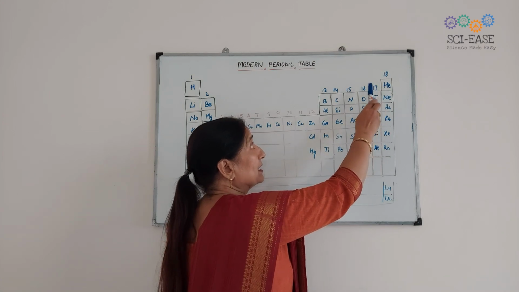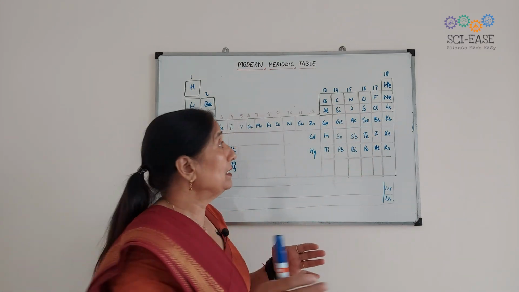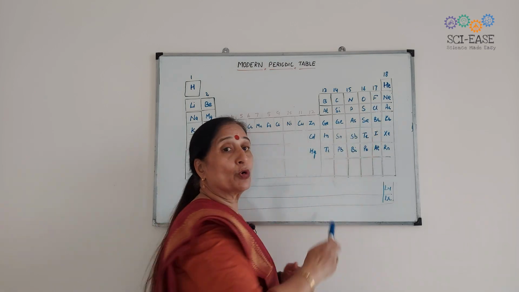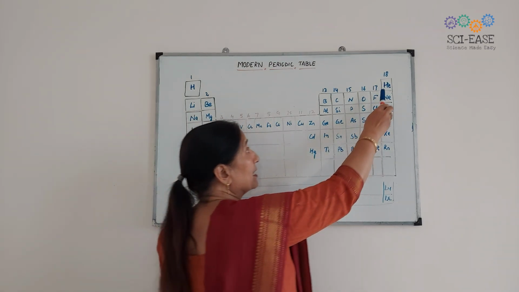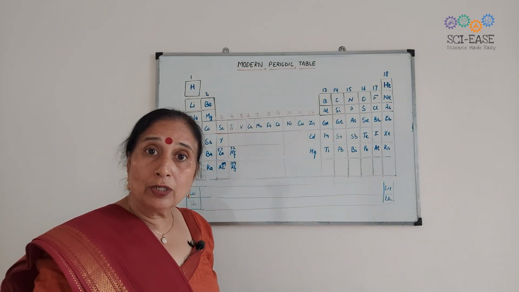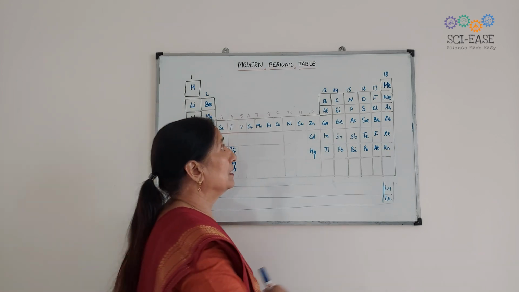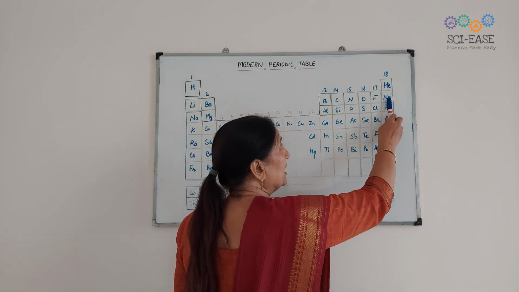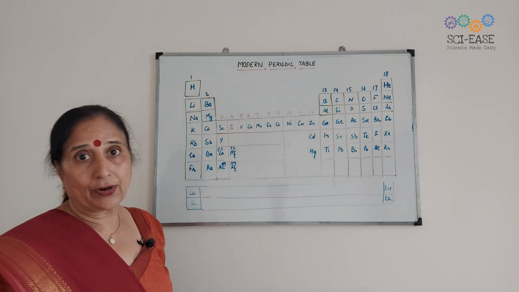Then the 17th group, the elements of the 17th group, they are very important: fluorine, chlorine, bromine, iodine and astatine. Then comes the 18th group elements, which are also known as noble gases or inert gases. They are helium, neon, argon, krypton, xenon and radon.